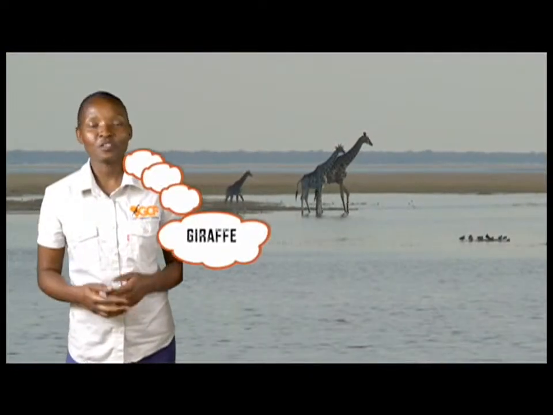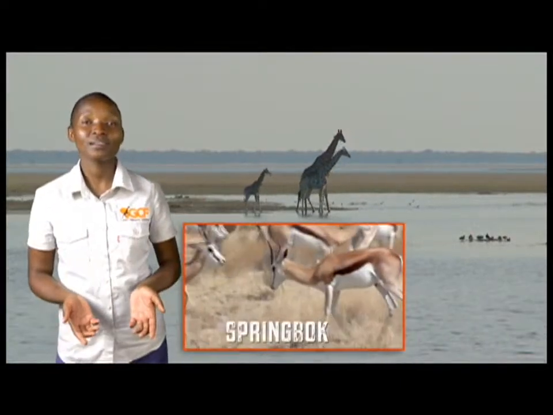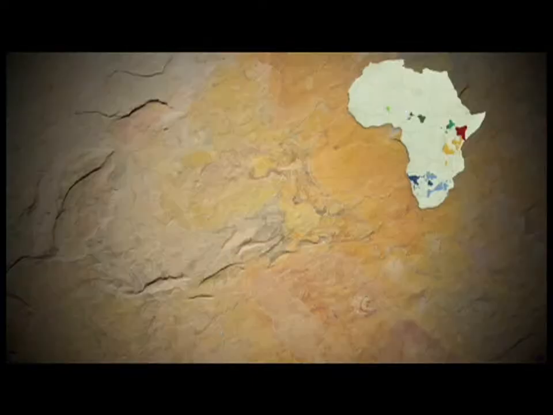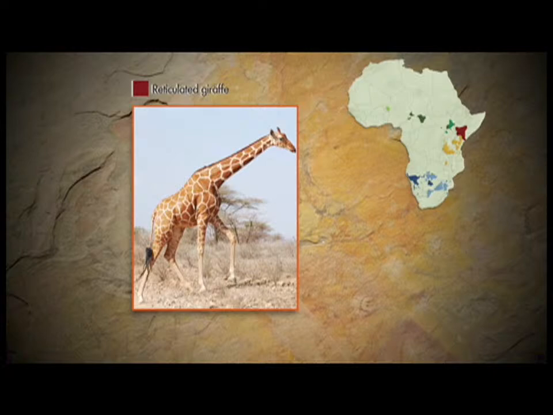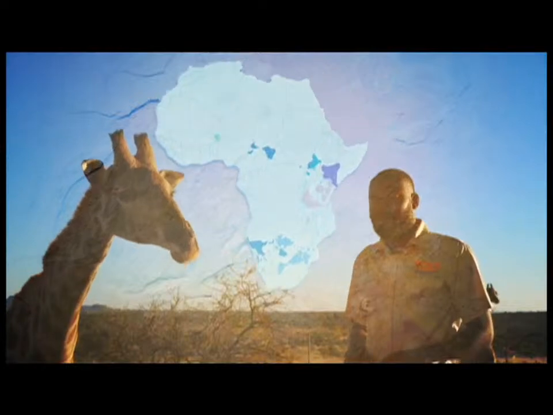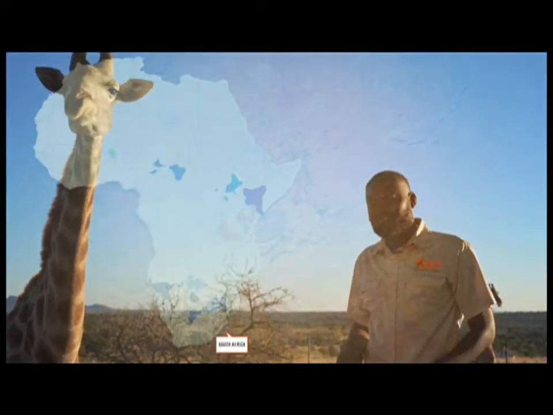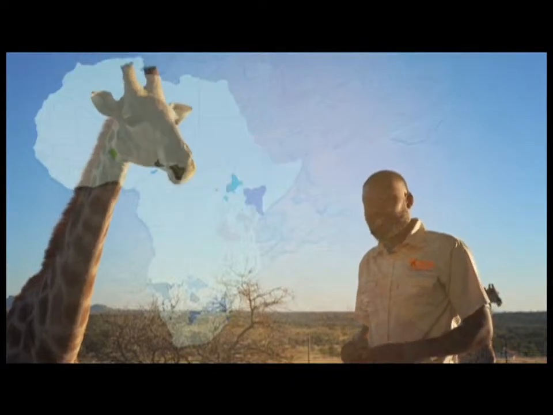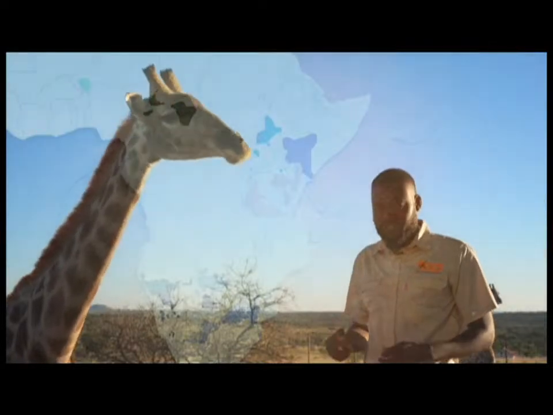When we think about giraffe, we think that there is only one species, like the springbok. But did you actually know that there are 4 species of giraffe? And these 4 species are the Maasai giraffe, the reticulated giraffe, the northern and the southern giraffe. They live in 21 countries throughout sub-Saharan Africa, from Namibia and South Africa in the south to Uganda and Kenya in East Africa, across Central African countries like Chad to Niger in West Africa.